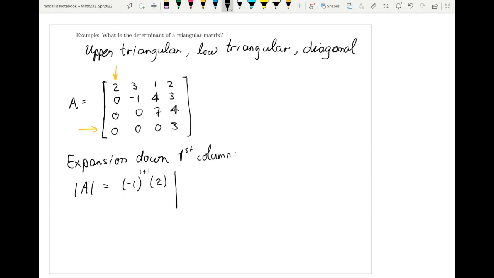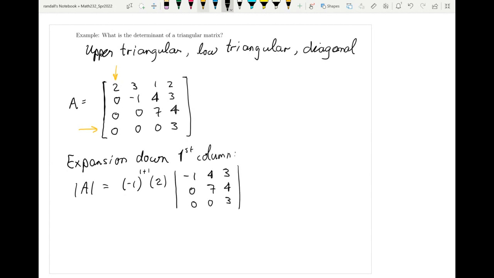So now I write the minor, so I remove the first row and the first column here, and I see what submatrix results. So it's 3, 1, 2. So it's a 3x3 matrix. Oh, sorry, it's not that, right? That's the row that's gone. So I'm down to -1, 4, 3. All right, and then 0, 7, 4, and then 0, 0, 3.